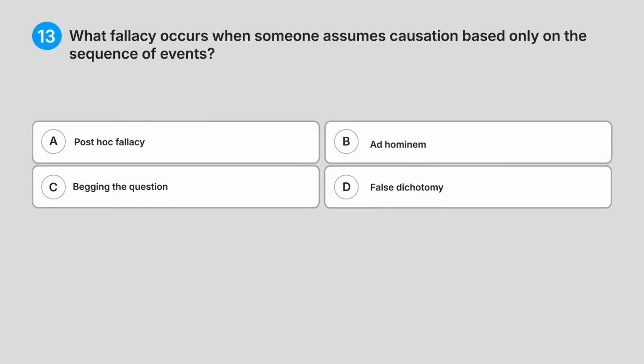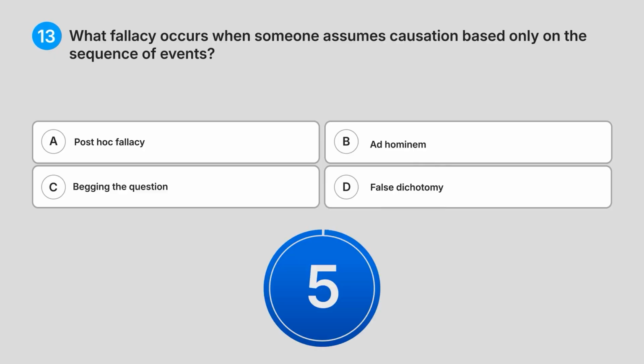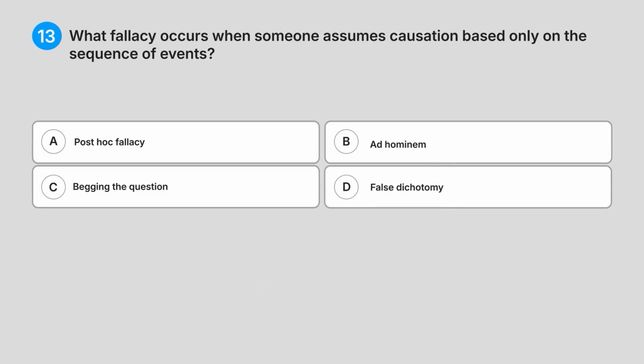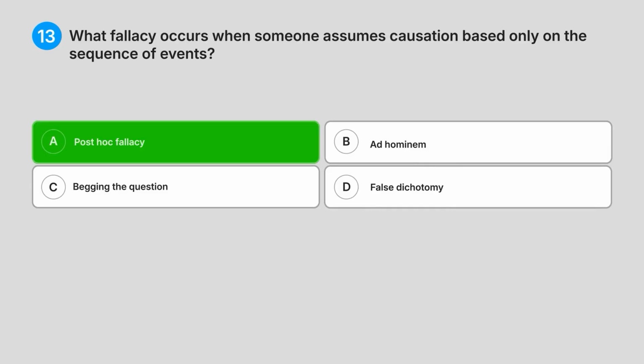(13) What fallacy occurs when someone assumes causation based only on the sequence of events? A. Post hoc fallacy. B. Ad hominem. C. Begging the question. D. False dichotomy. Can you guess the answer? Correct answer A. Post hoc fallacy.